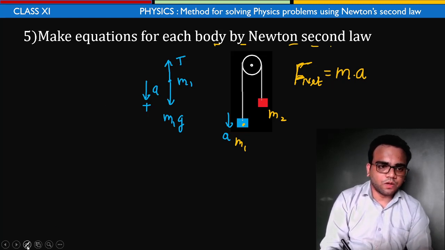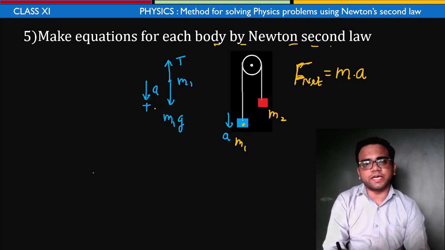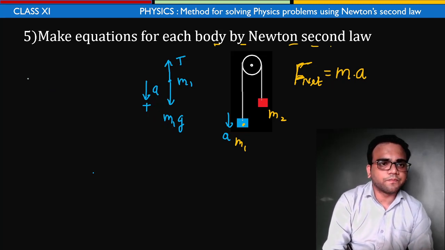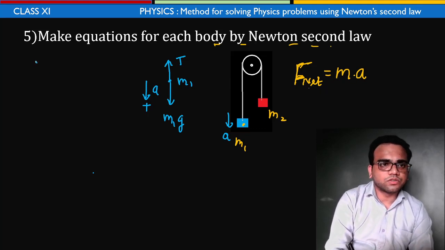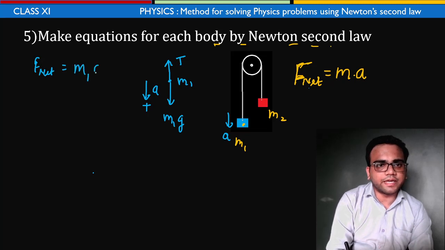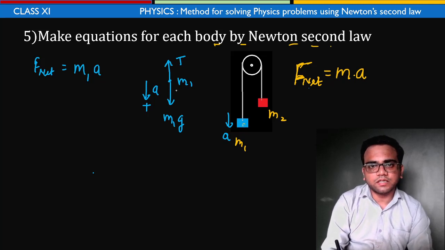So make the equations. The fifth task is what we are doing here. Because the positive direction is the downward direction, m1g will be positive. We are using the formula F net is equal to MA. So F net is equal to M1A. Why am I writing M1? Because we are drawing the free body diagram of M1.